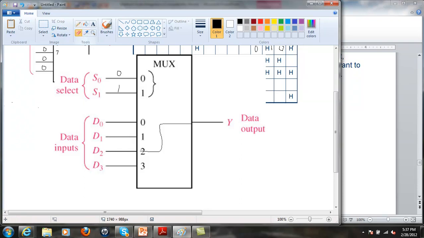If I select the number 1 here, 0, 1, then the data that appears at D1 will go out. So for example, if I have this input and I have some, say, clock signal coming through here, that's what's going to appear at Y1. Okay?